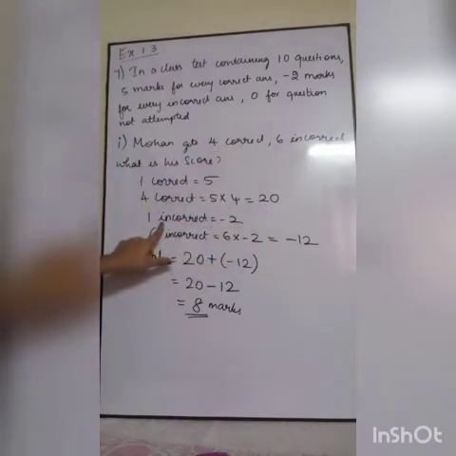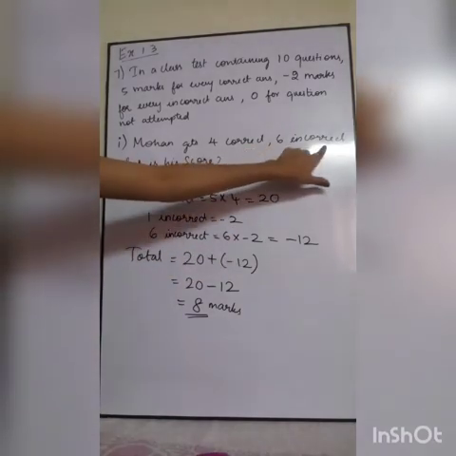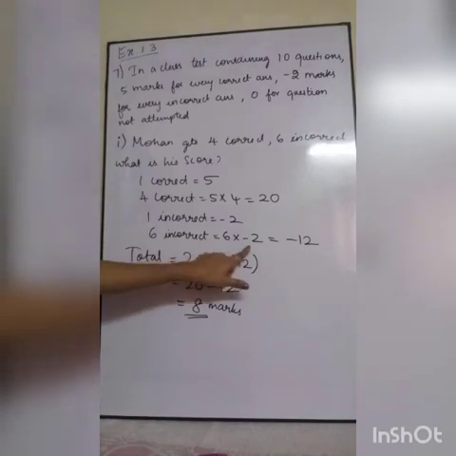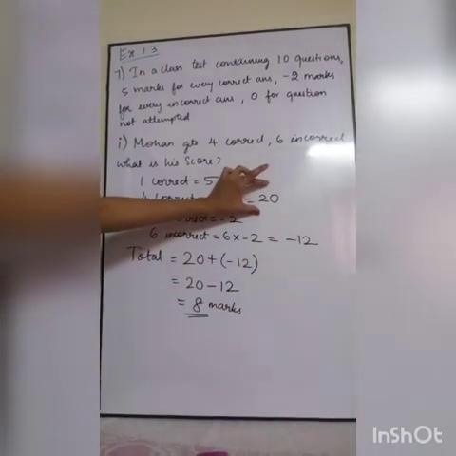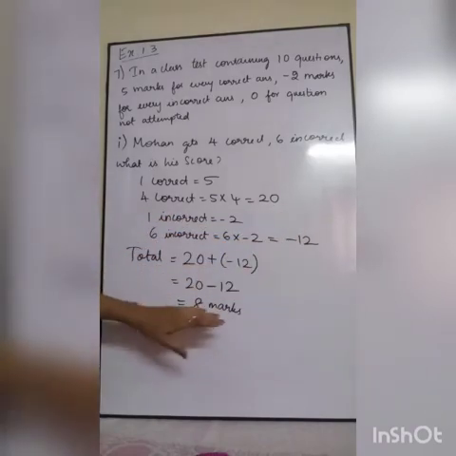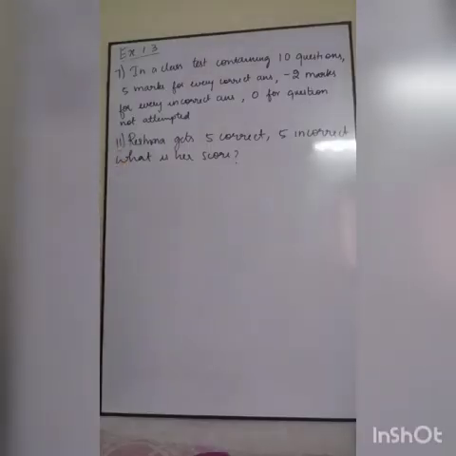Next, for every incorrect answer, he is getting minus 2. So he has got 6 incorrect answers. So 6 into minus 2, minus 12. If you want a total score, you should add correct answer as well as incorrect answer. So you will get 8 marks as his total score. Understood? Next, second subdivision in that same question.